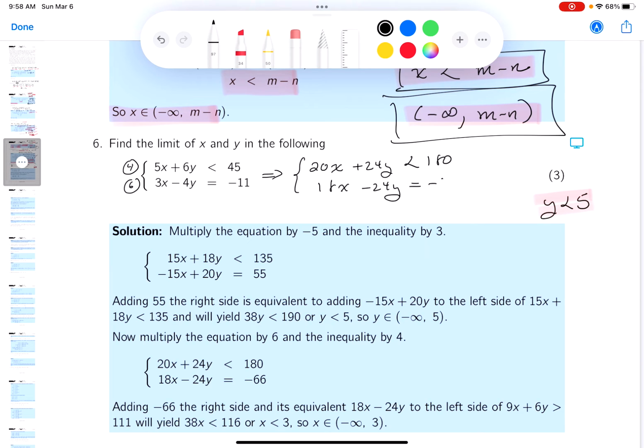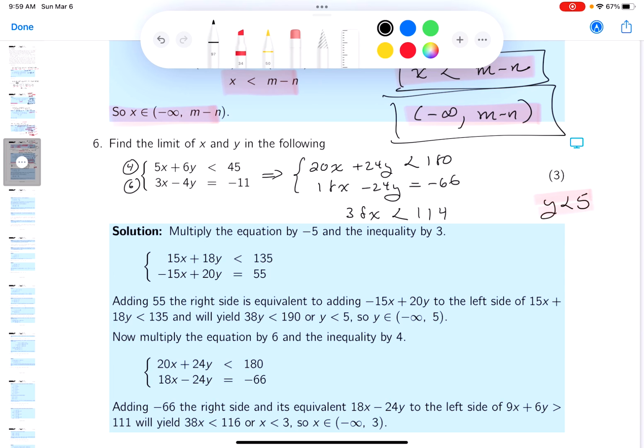equals minus 66. Well, what I'm going to do now is add minus 66 to both sides of that inequality, and it'll have no effect on it. But adding minus 66 is the same thing as adding 18x and minus 24y to both sides. And what would you get? You would get 38x. And let's see what you get there. You get 114.